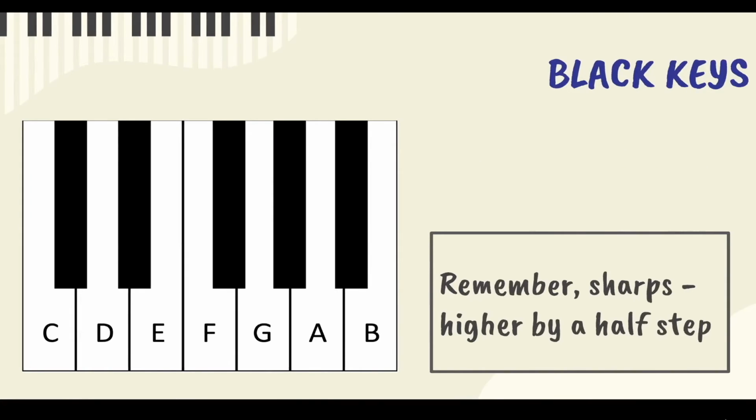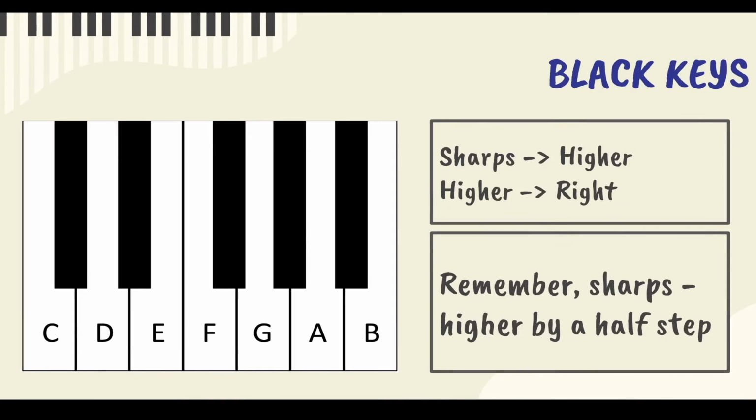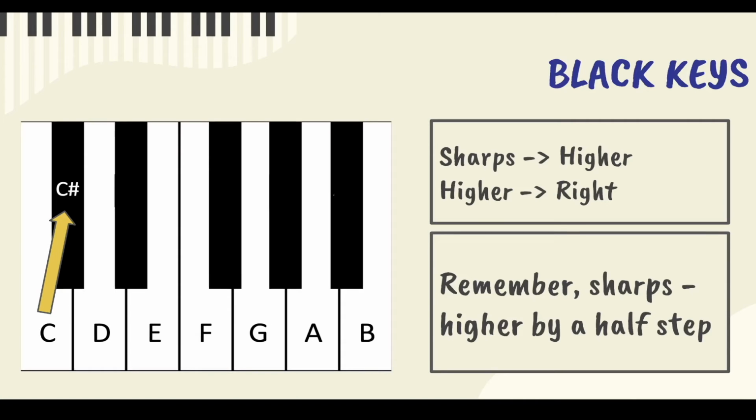So let's do a quick recap. Sharps, we have learnt, tell us that the note is higher in pitch by half a step. So sharps tell us that it's higher, and we have just seen that higher is towards the right of the keyboard. So if I would like to find C sharp, first I find C, and then the black key that is directly beside the note to the right would be C sharp.